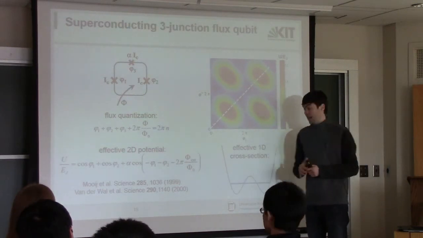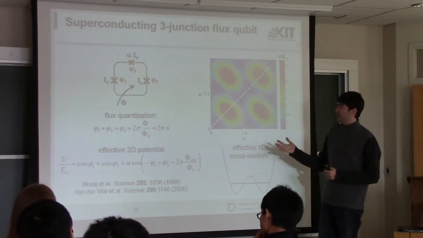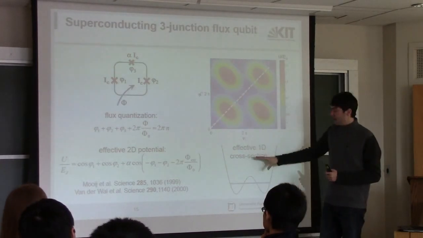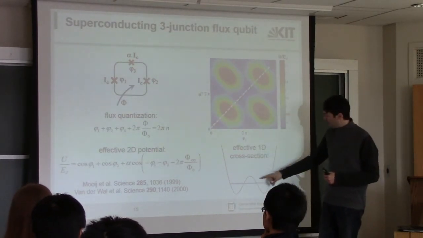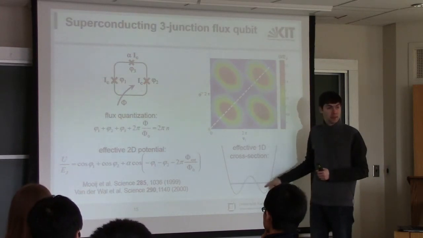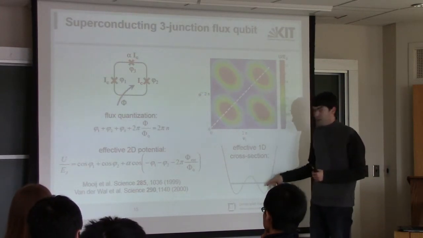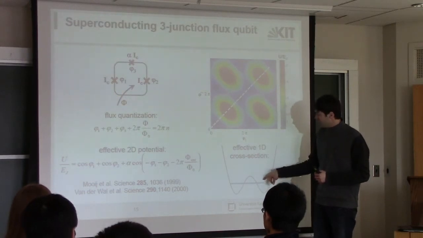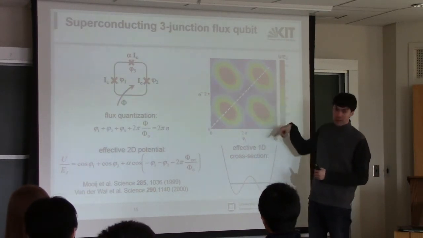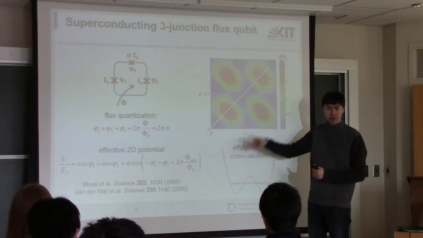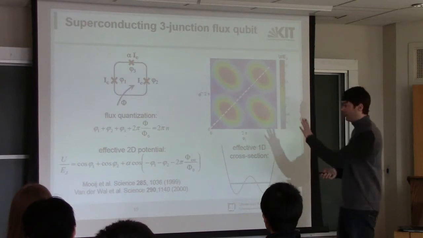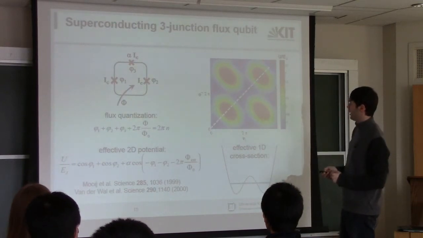So now I have translated this notion of a qubit into what exactly are the quantum states. The quantum states are these 2 potential wells, left and right. And the meaning of these 2 wells is when you're here, the current in the loop is circulating clockwise, and when you're here, the current in the loop is circulating counterclockwise. That's the classical perspective.